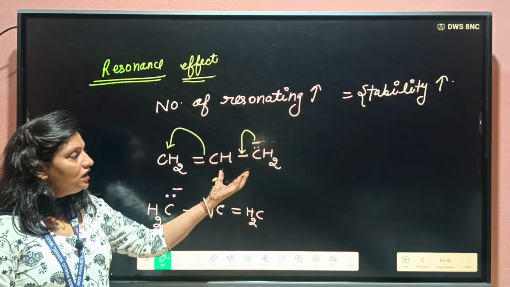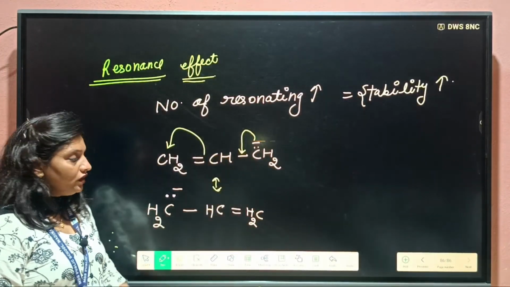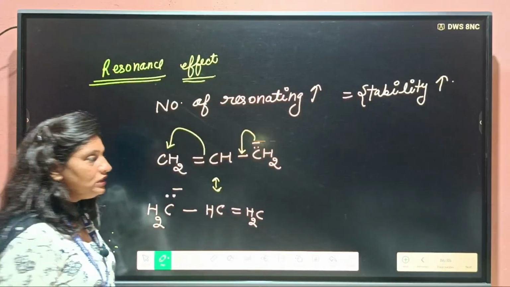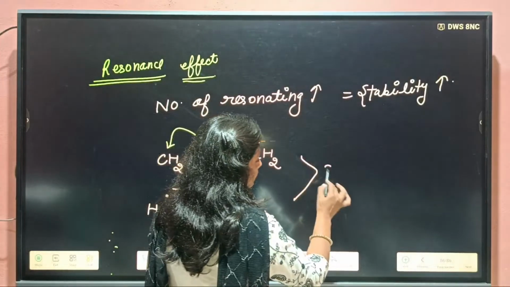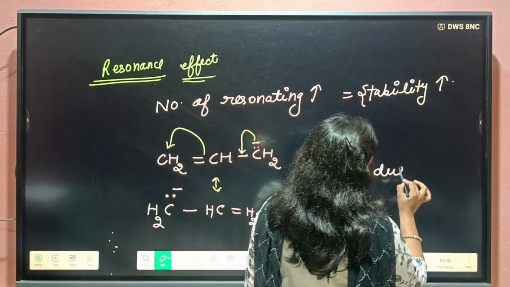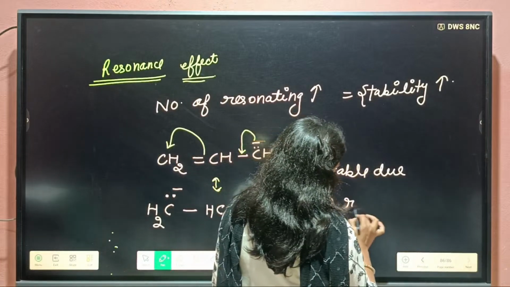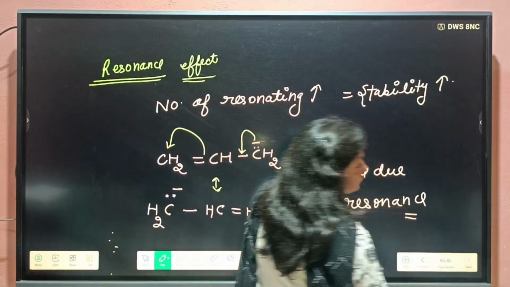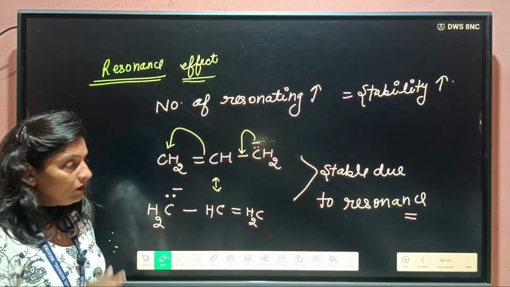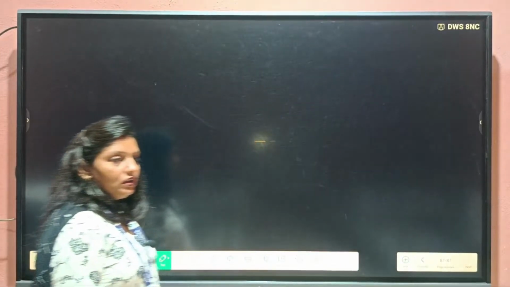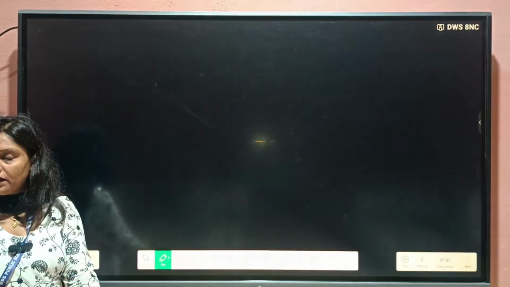This one is the allylic carbanion. So here resonance is making it stable. Due to resonance it is stable. Clear or not? One more last factor. Hyperconjugation is not a factor here.